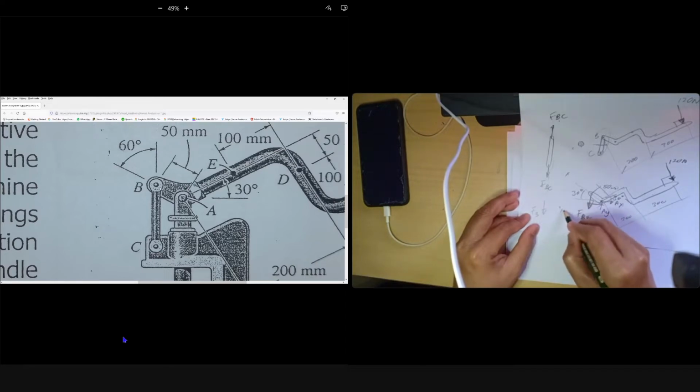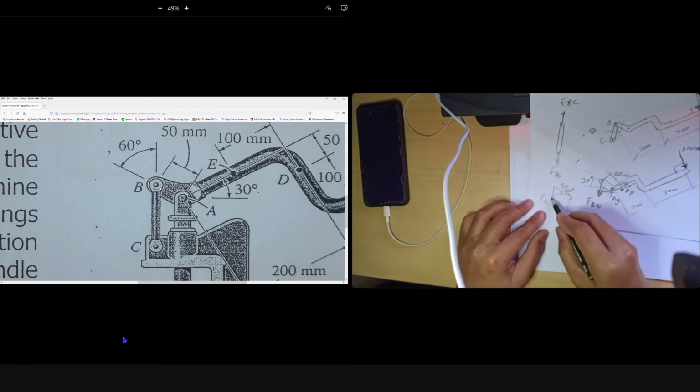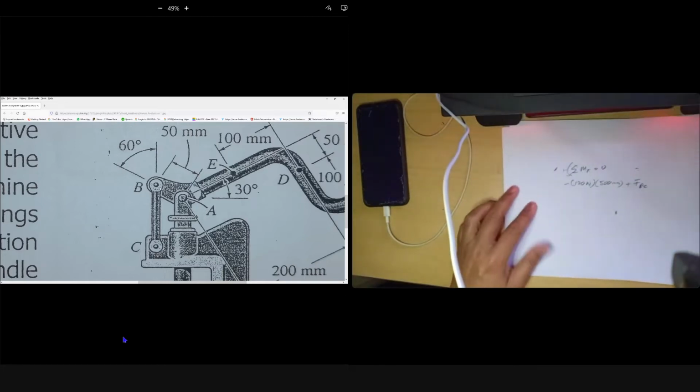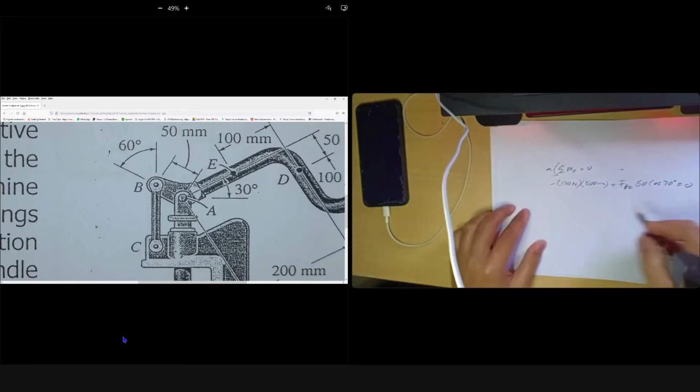This is your A is here. The distance here is 50 mm, but the angle is 30 degree, right? 30 degrees. So FBC times this distance, right? Plus this distance is 50 cos 30 degrees. Okay, plus FBC times 50 cos 30 degree equal to 0. So straight away we can get our FBC, right?